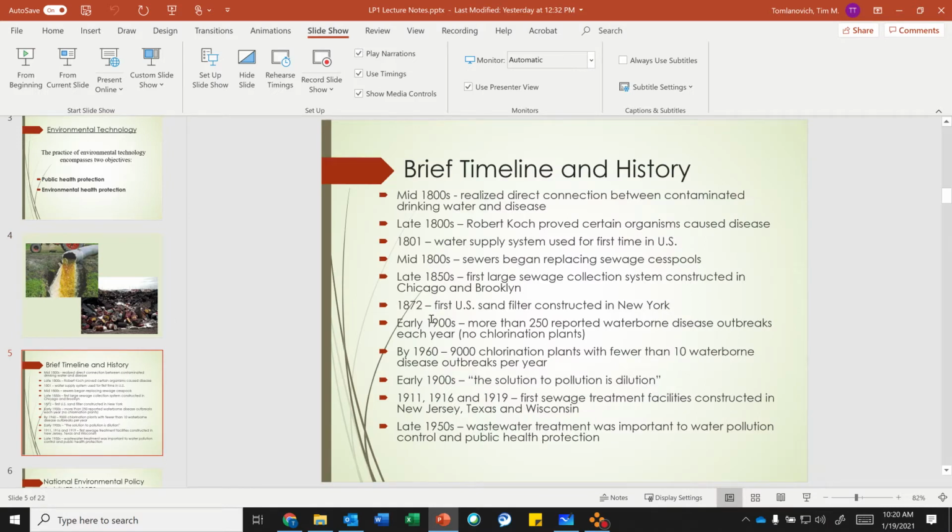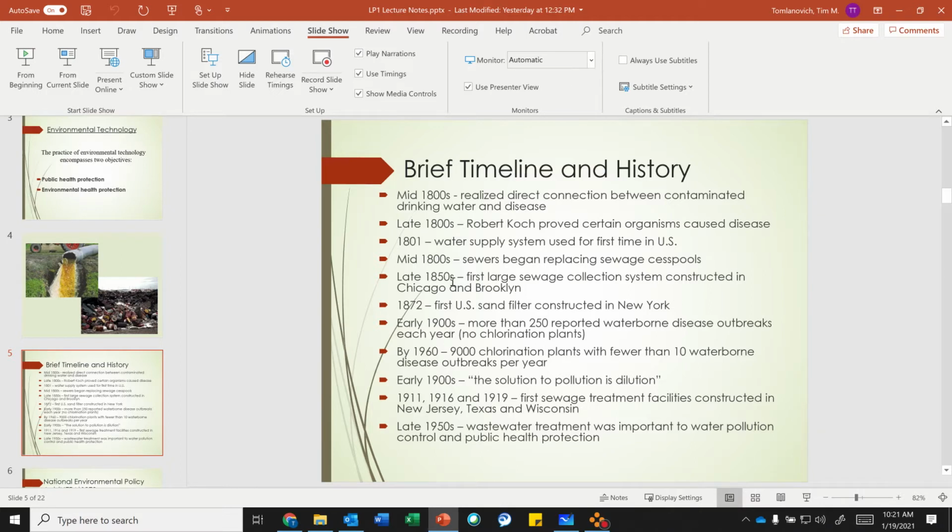I recommend reading Chapter 1. It's a really great timeline history of how things have occurred over time. So when you look at from the 1800s, realize direct connection between contaminated drinking water and disease. That was in the 1800s. So 50 years later, sewers began replacing sewage cesspools, and then in the 1850s was the first sewer network.